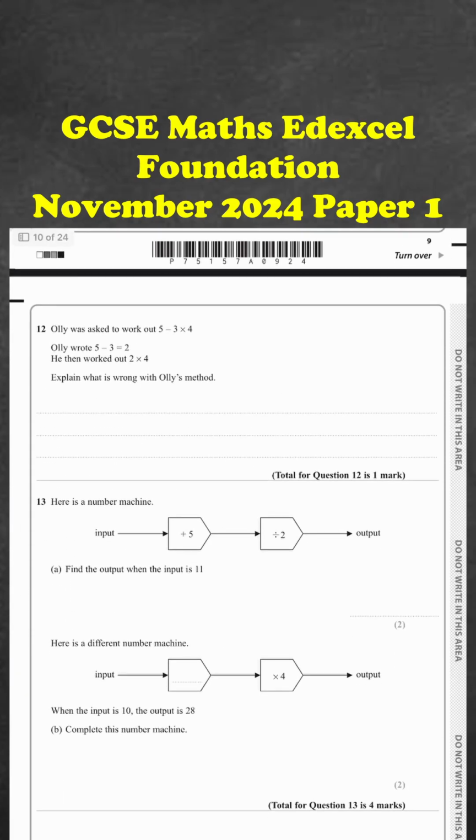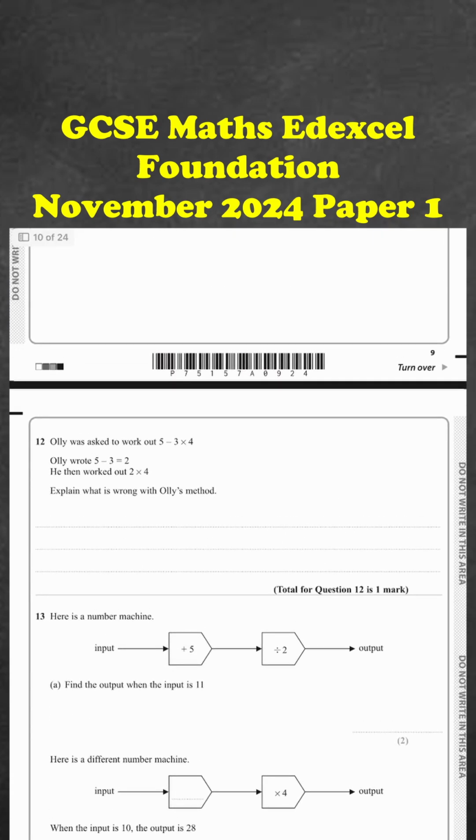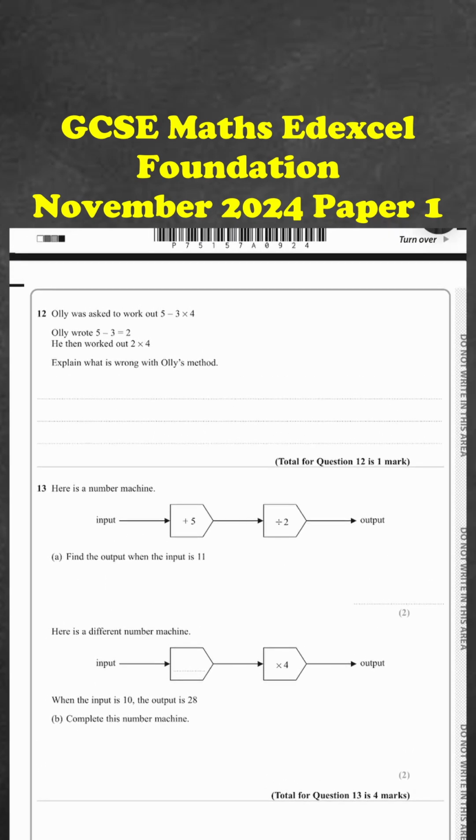Question number 12. Ollie was asked to work out 5 minus 3 times 4. Ollie wrote 5 minus 3 equals 2. He then worked out 2 times 4. Explain what is wrong with Ollie's method. He didn't use BIDMAS, BODMAS, whatever you call it. I will actually write that once my pen decides to work. He didn't use BIDMAS.